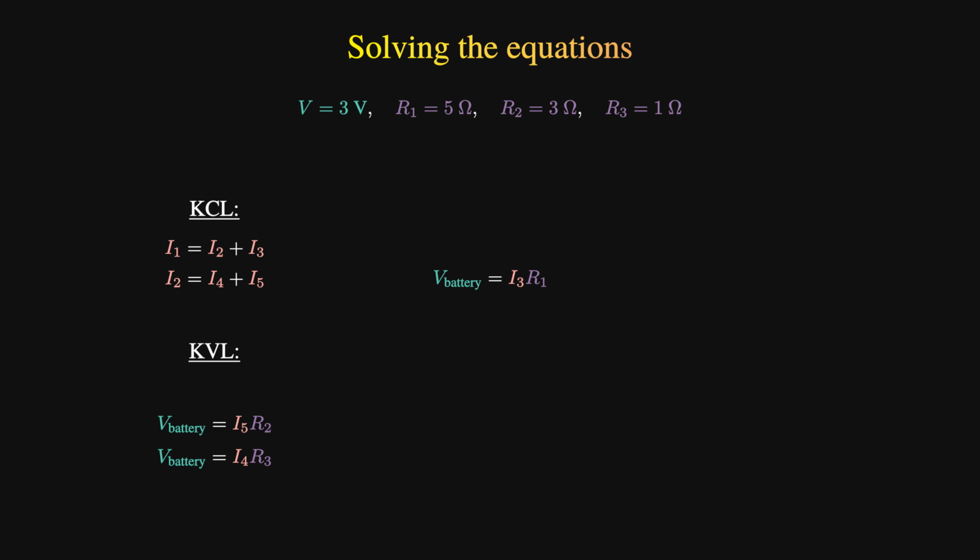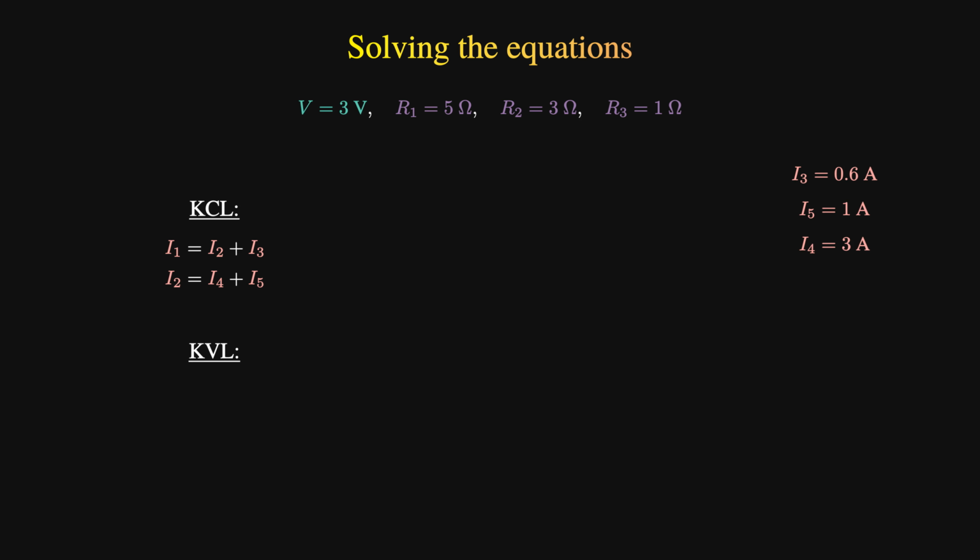Firstly, we can easily find I3, I5, and I4 by simply rearranging our expressions from the voltage law and substituting in our values for V and the resistances. Doing this for our first equation, we obtain I3 equals 0.6 amps. For the second equation, we obtain I5 equals 1 amp, and lastly, I4 equals 3 amps.